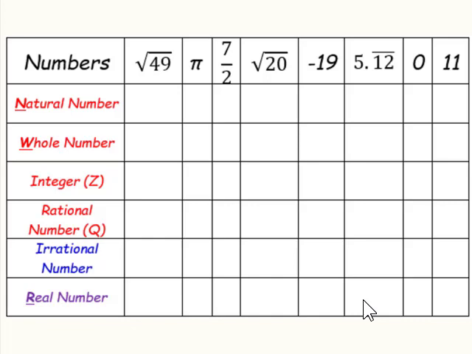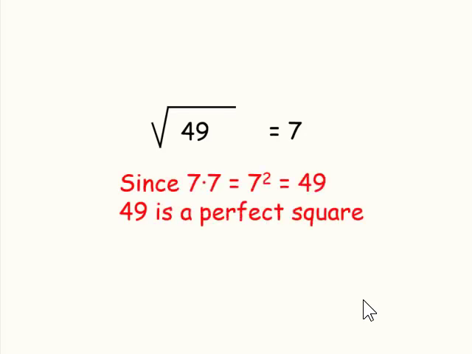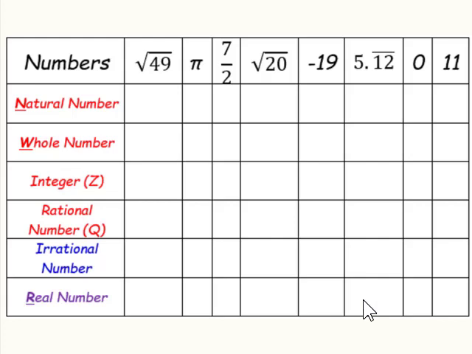Let's classify the square root of 49. The square root of 49 is 7. Since 7 times 7 is 49, 49 is a perfect square. Therefore, 49 is a natural number, and if you are natural, you have to be whole. If you're whole, you have to be an integer. If you're an integer, you have to be a rational number, and if you're a rational number, you have to be a real number.